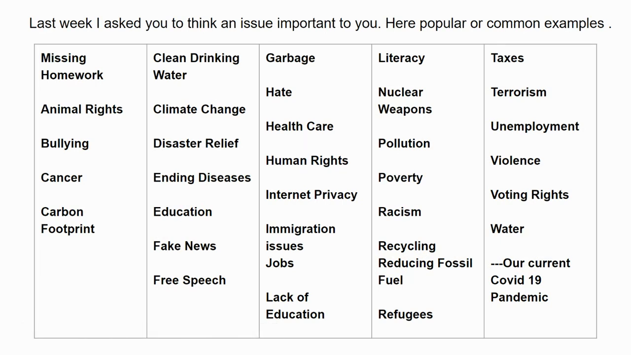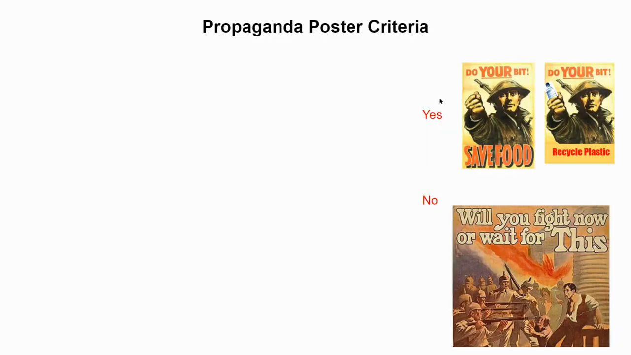So I asked you to think about an important issue to you. Here are some common examples. There's clearly many more, like animal rights or cancer, diseases, pollution, taxes, our current situation that we're in right now. So if you're not sure of an issue important to you, you could look at this list or ask your parents.